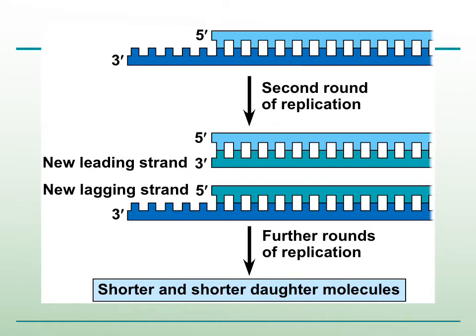Then, in the next round of replication, the new leading strand that's synthesized will be shorter than the original, and the new lagging strand that will be synthesized will also have another 3' overhang. And so in each subsequent round of DNA replication, the lagging strands are always going to get shorter and shorter.